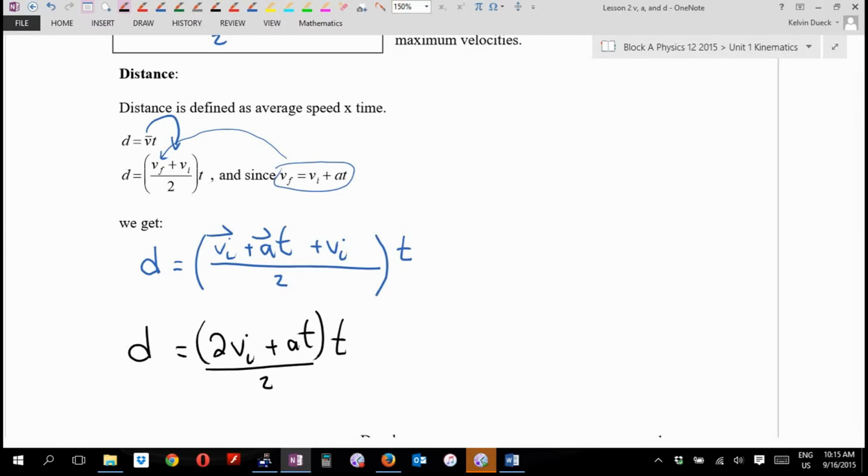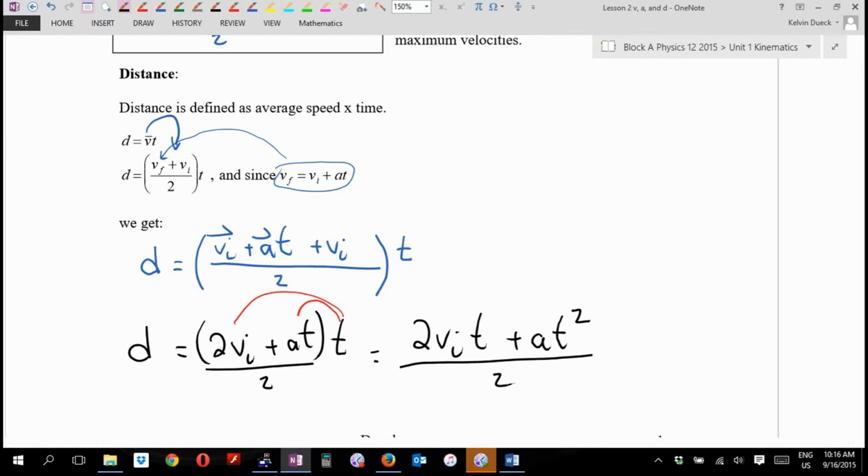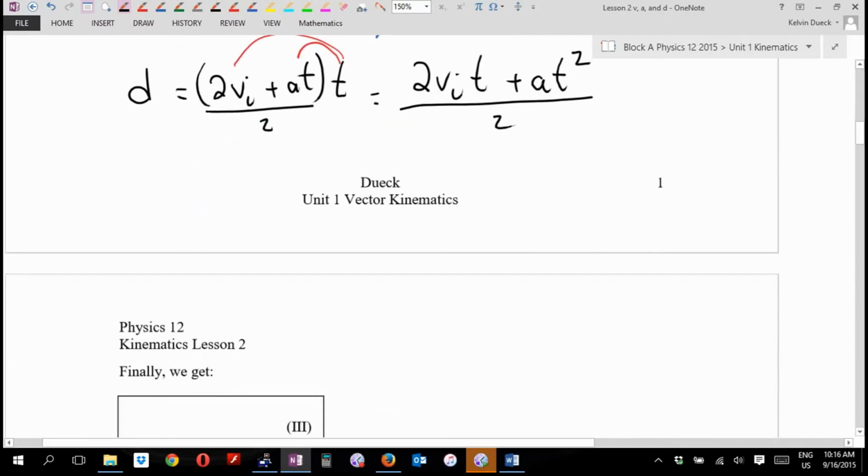I don't like that T sitting outside the brackets, so I'm going to multiply the T into both of those and get rid of the brackets. I can actually rewrite this as 2 VIT plus AT squared all over 2. And hopefully, Addie, it might be starting to look a little familiar. I can see where you're going with this, Mr. Dueck, which is why the V average is so necessary. It's so I can derive this next one.